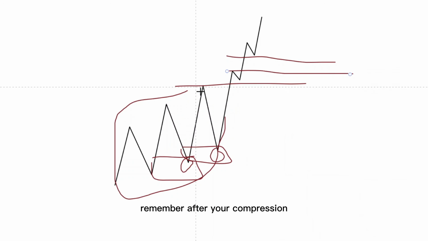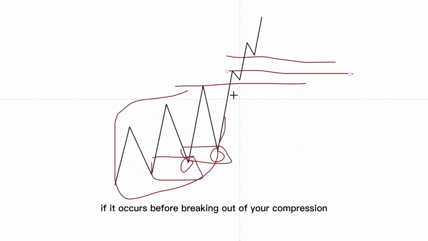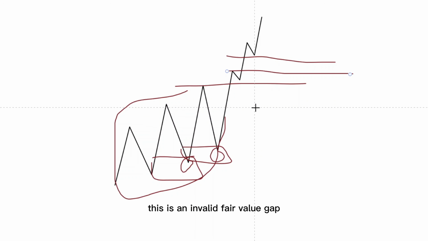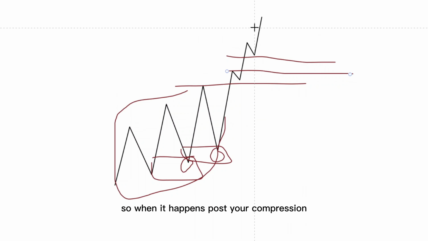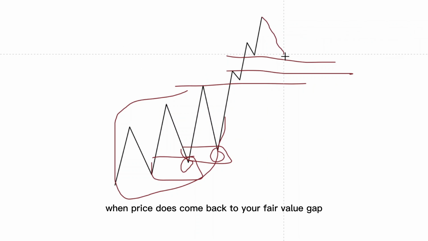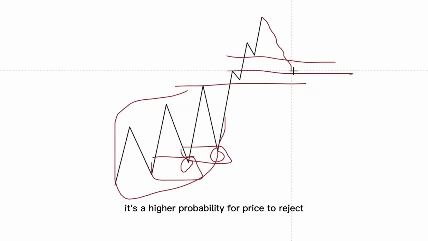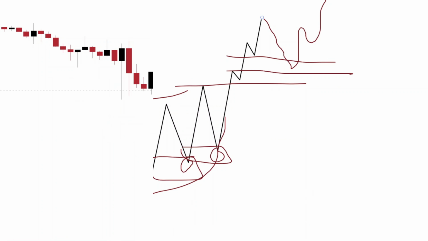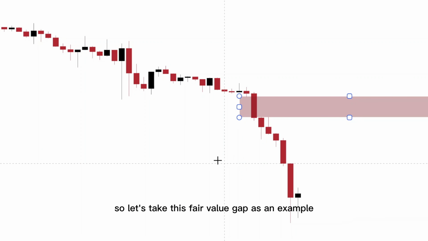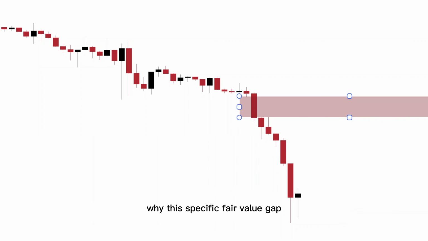Remember, after your compression. If it occurs before breaking out of your compression, this is an invalid fair value gap. So when it happens post your compression, when price does come back to your fair value gap, it's a higher probability for price to reject and continue higher. So let's take this fair value gap as an example. Why this specific fair value gap? Because it's post a compression and it was after the breakout.